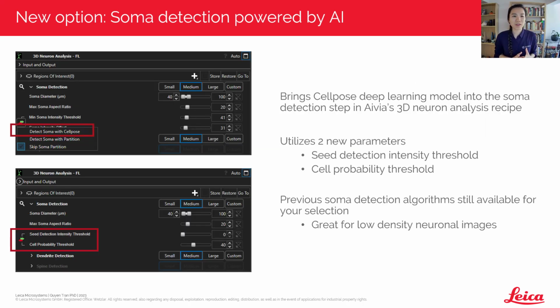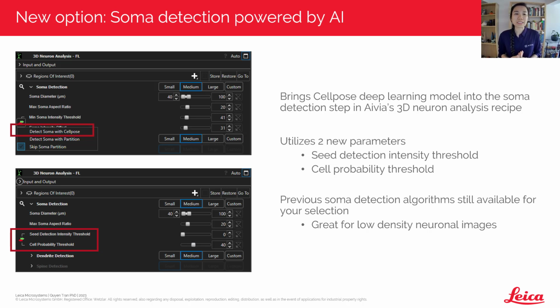Now, how does all of this come together in Aivia? Essentially, we're bringing the Cellpose deep learning model into the soma detection step. Once you select this, Aivia utilizes 2 new parameters to perform the detection. The seed detection intensity threshold is the intensity that Cellpose is going to use to detect the seed point or the starting location of that detection. The cell probability threshold examines the output of the Cellpose deep learning model and sets the threshold of where to detect the actual soma.